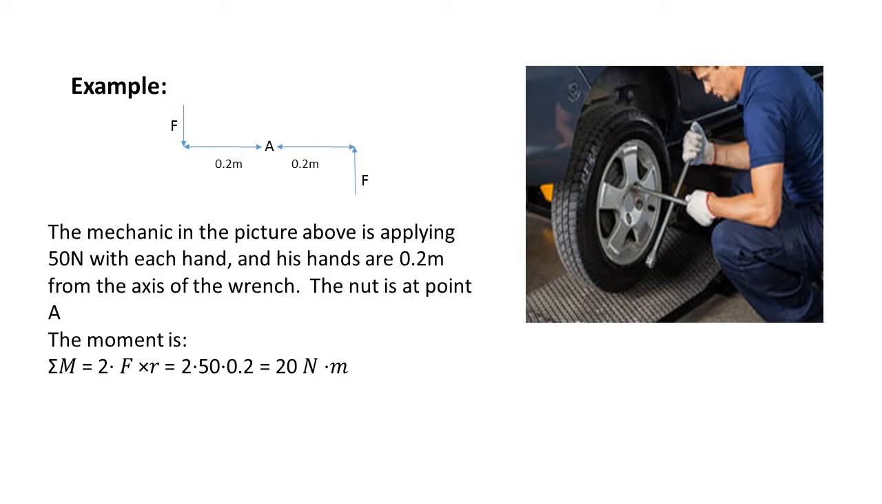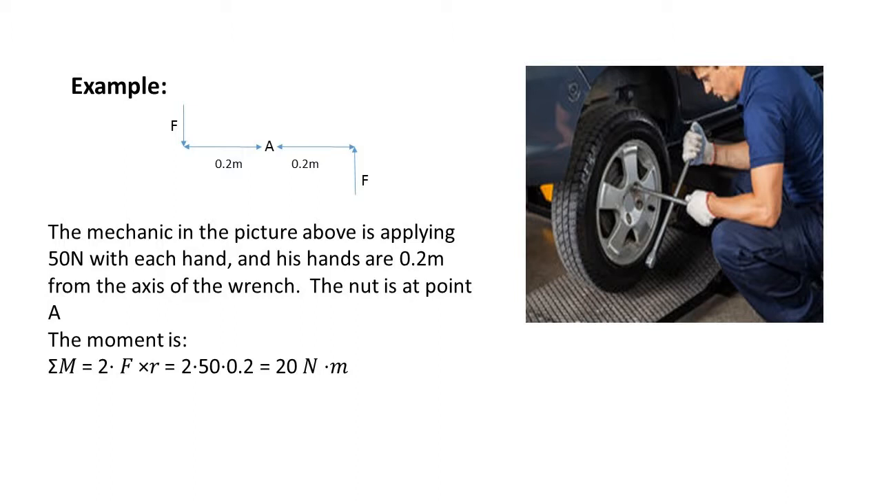Okay, here we have an example. You want to find a moment. The question is, the mechanic in the picture above is applying 50 Newton with each hand, and his hands are 0.2 meter from the axis of the wrench. The knot is at point A, as you can see. So we have two forces, one downward and one upward. And A is the center of the rotation.